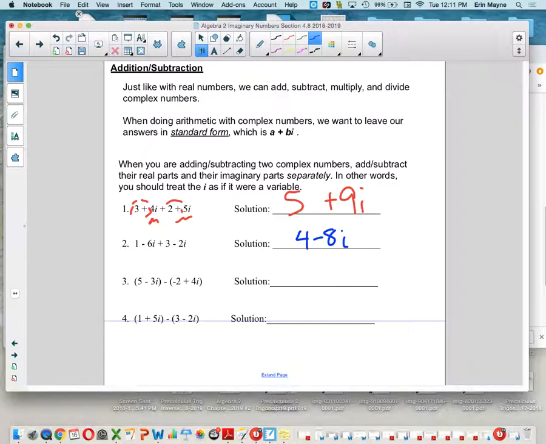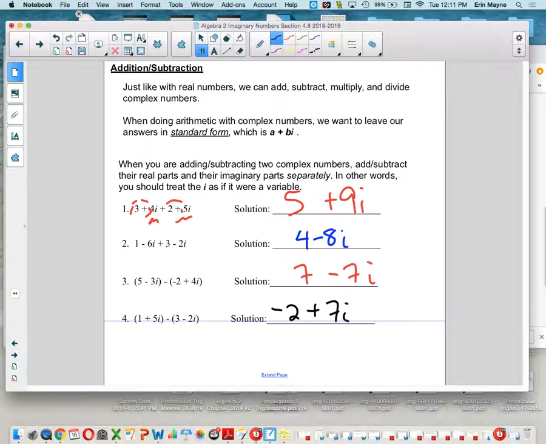Number 3, Aaron. 7 minus 7i. Okay, last one. Ella. -2 plus, be careful there. 7i. Yeah, very good. Good adjustment.